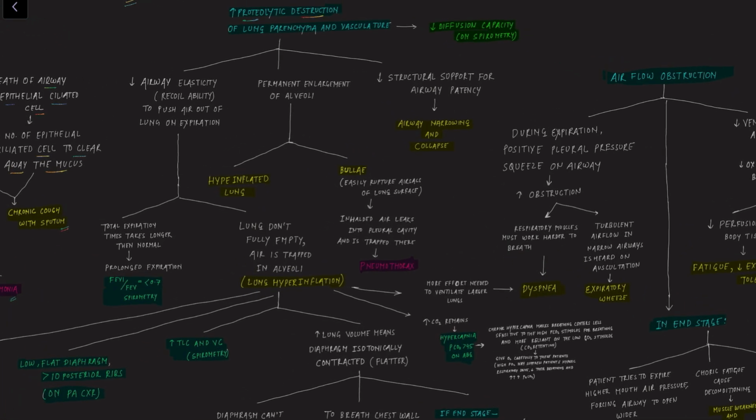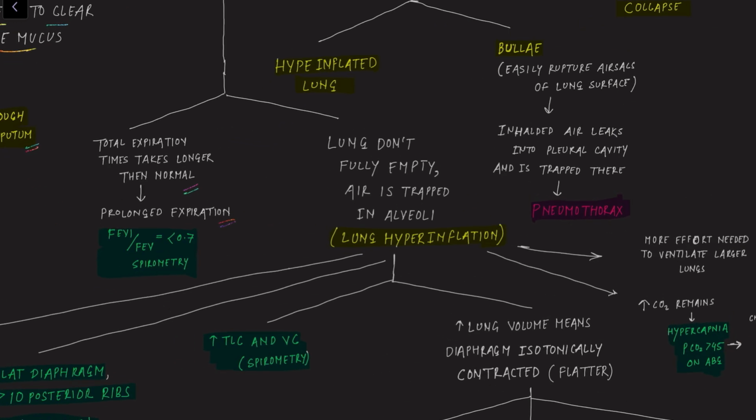Increased proteolytic destruction of the lung parenchyma and vasculature decreases diffusion capacity on spirometry. Decreased airway elasticity, known as recoil ability to push air out of the lung on expiration, means total expiration takes longer than normal. Prolonged expiration on spirometry: FEV1 by FVC is less than 0.7.